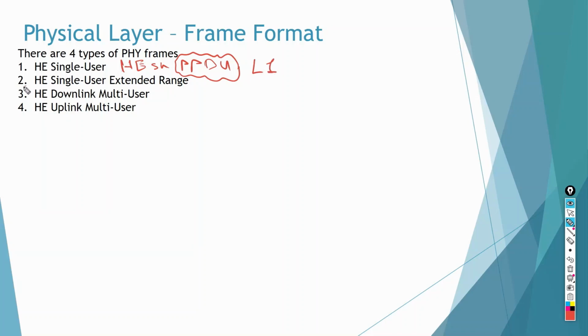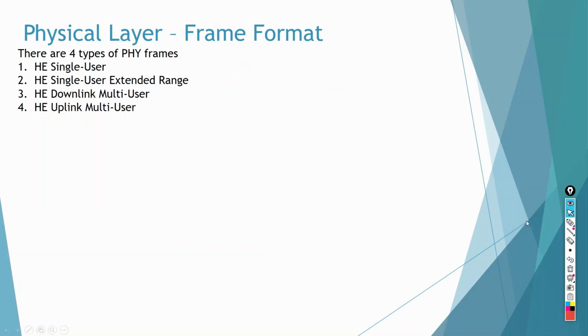The second frame type is HE single user but with extended range functionality or capability. Mainly this one targets HE operation in outdoor environments. The third type is the multi-user transmission in downlink, and the last one is also a multi-user transmission or multi-user frame, but in the uplink direction.